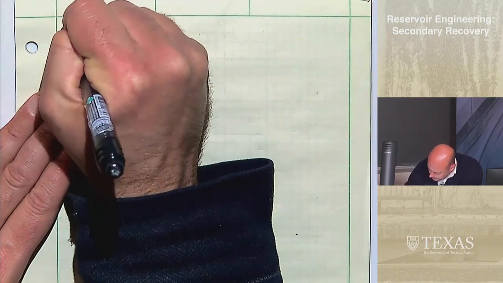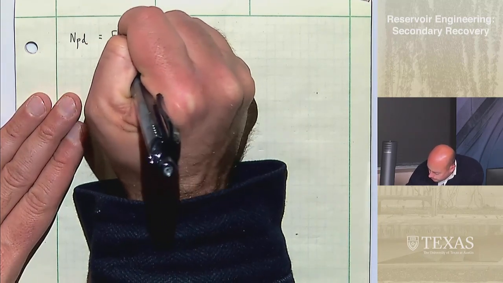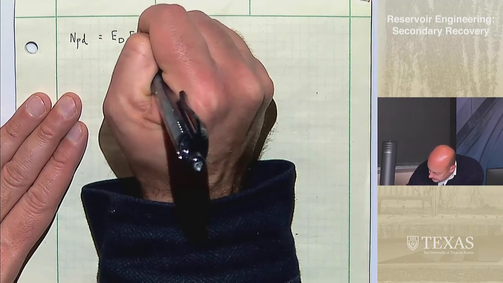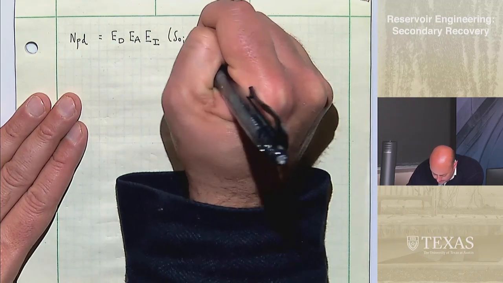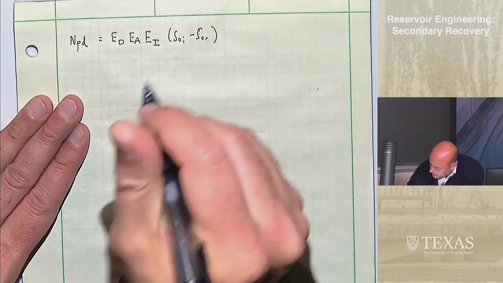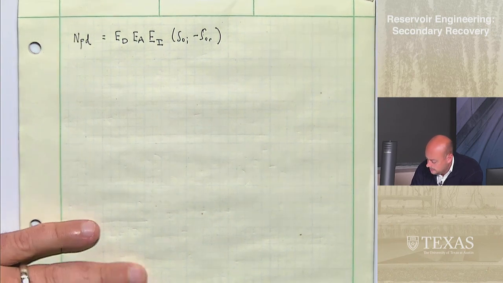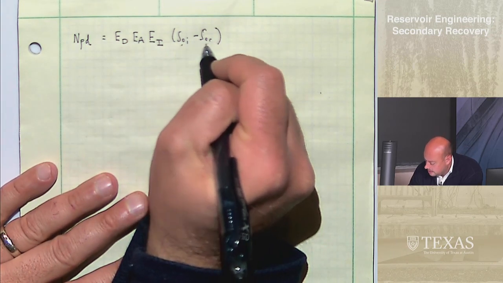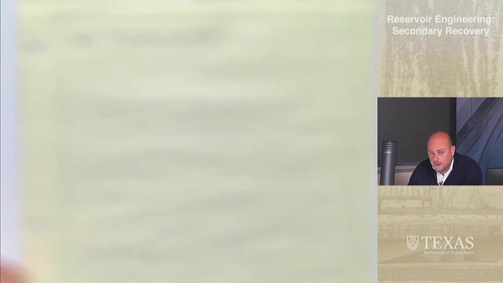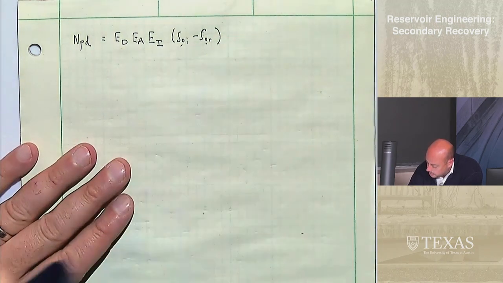So, NPD, that's our dimensionless oil recovery, is going to be, and we're going to use this formula all semester, ED times EA times EI times SOI minus SOR. SOI is the initial oil saturation, right? So you're going to have some residual or irreducible water saturation, so that might be 70, 80, 90%, something like that. And SOR is the oil that you'll never recover, so that will be 10, 20, 30, 40%, something like that. So this is SOR, that's the capillary trapped oil.